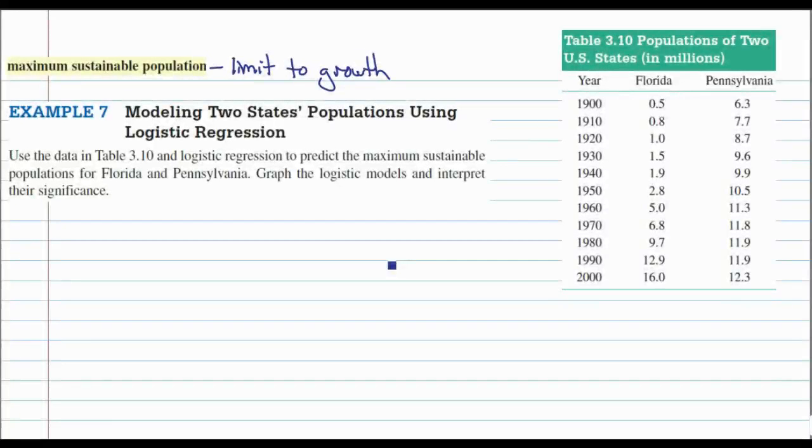This is the screencast for section 3.2, example 7, modeling two states' populations using logistic regression. In the last example, we did exponential growth. Now we're going to use logistic.